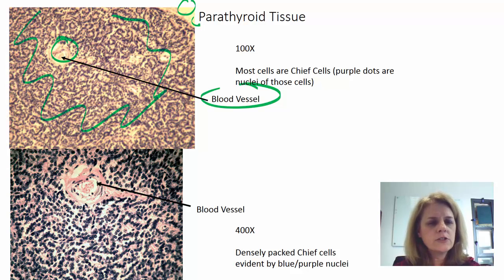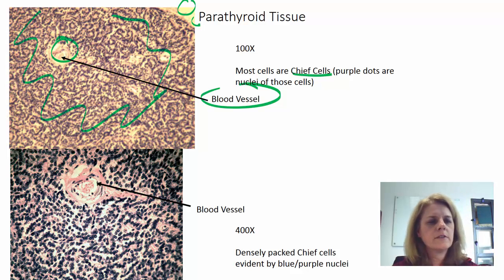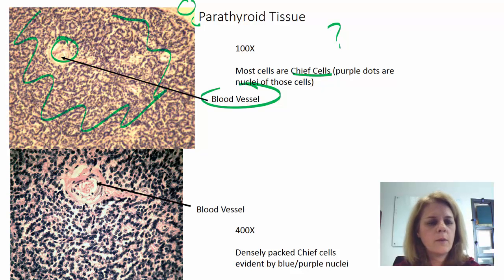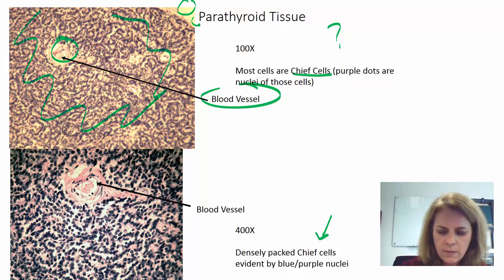Now, the cells that you're seeing are chief cells. Okay, so the purple dots are the nuclei of those chief cells. So again, if I'm telling you chief cells, they must do something. That's on you. Go figure out what they do. All right, so look at those chief cells and figure out what their job is. What are they making?